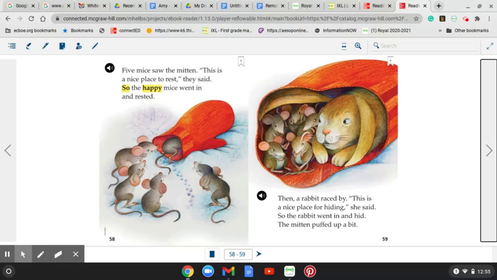Now, what about the rabbit? What did the rabbit think about this mitten? And I hope you said he thought it would be a good place for hiding. And hiding is one of our words on this page. Now, does it look like there's any more room for any more animals? Let's see what happens next.